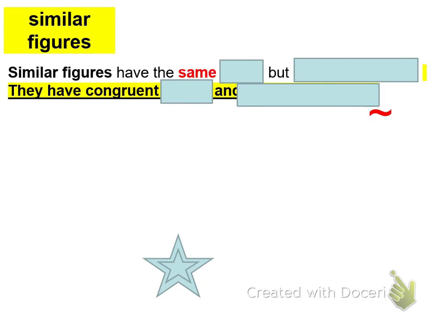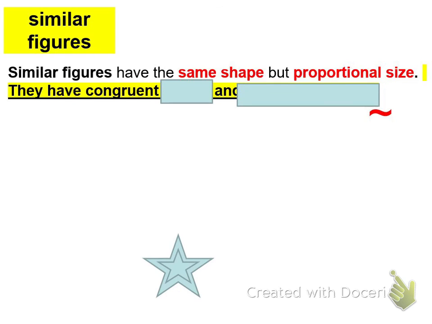Before we do, let's refresh our memory on similar figures. You want to make sure you highlight this because this is on your quiz. You've already seen this, just in a new place now. Similar figures have the same shape, but proportional size. So you're writing this in the top blank. They're the same shape, but proportional in size.